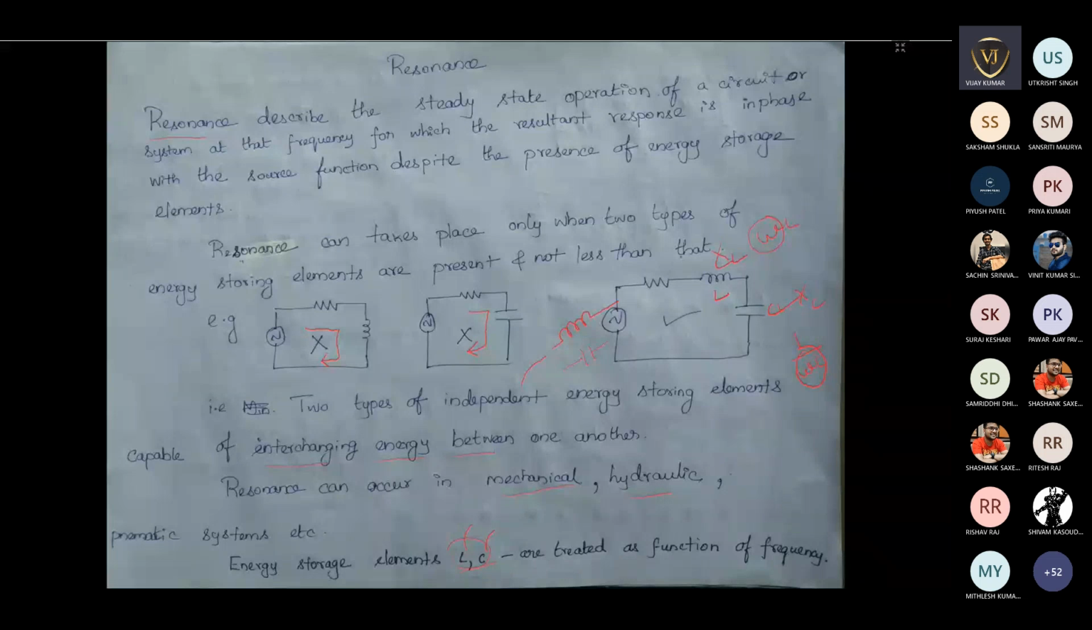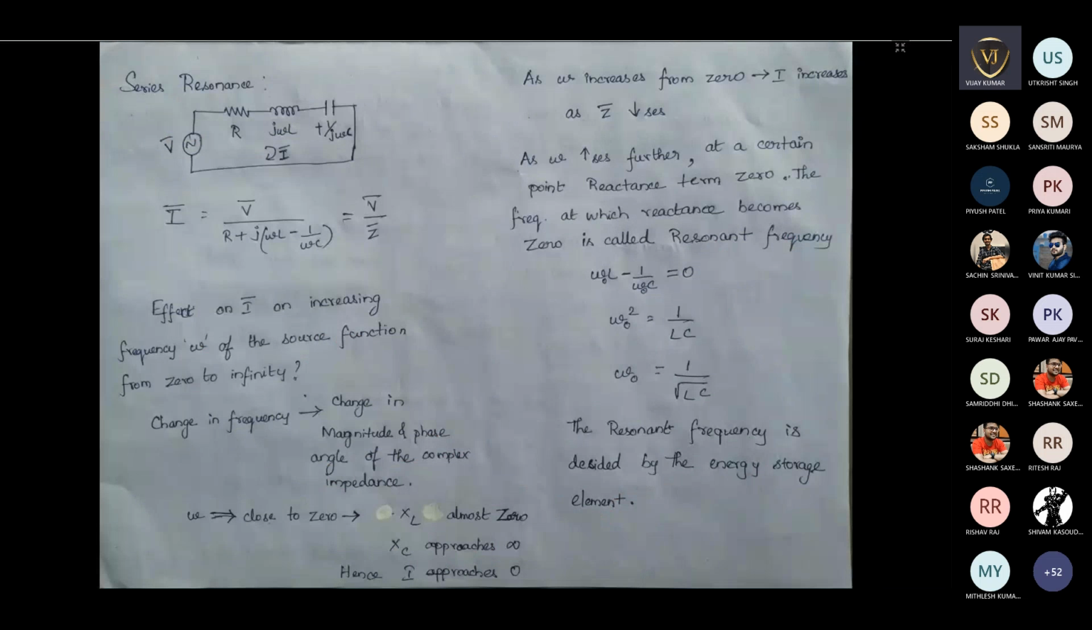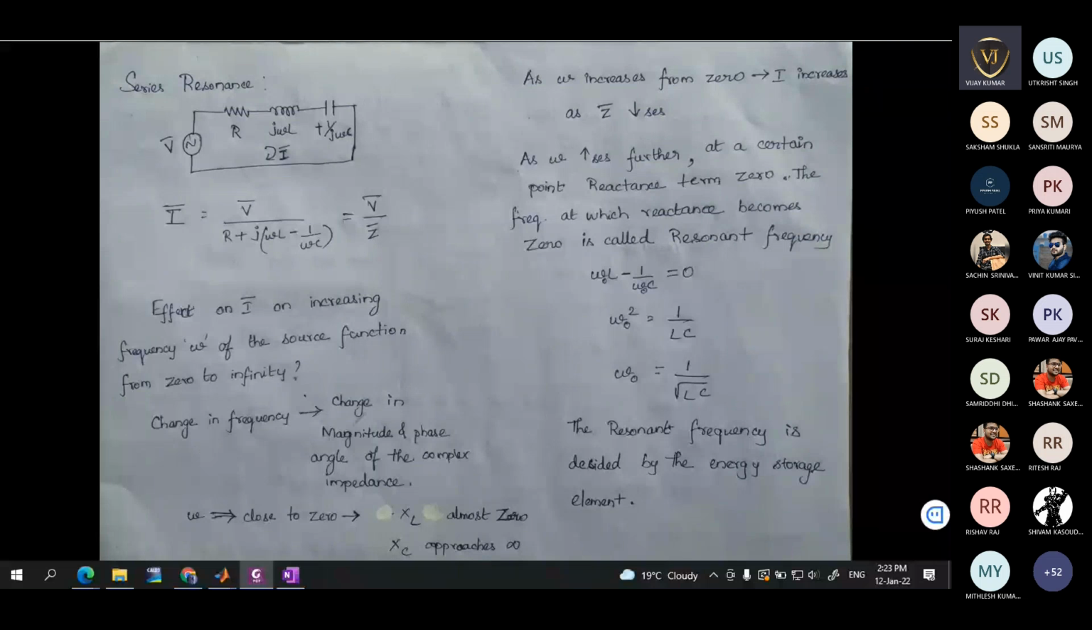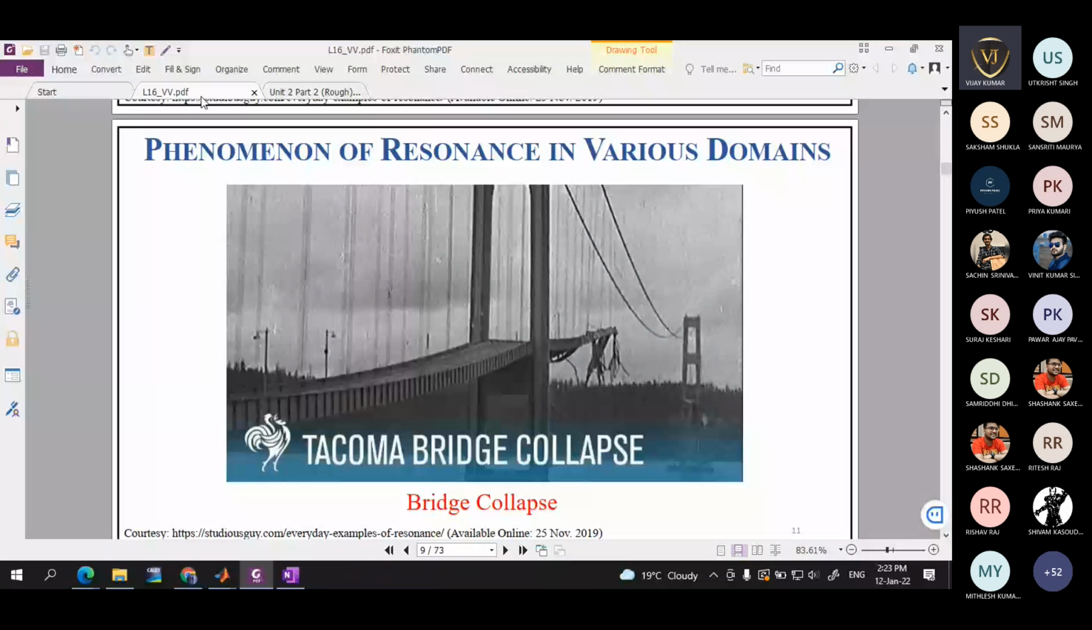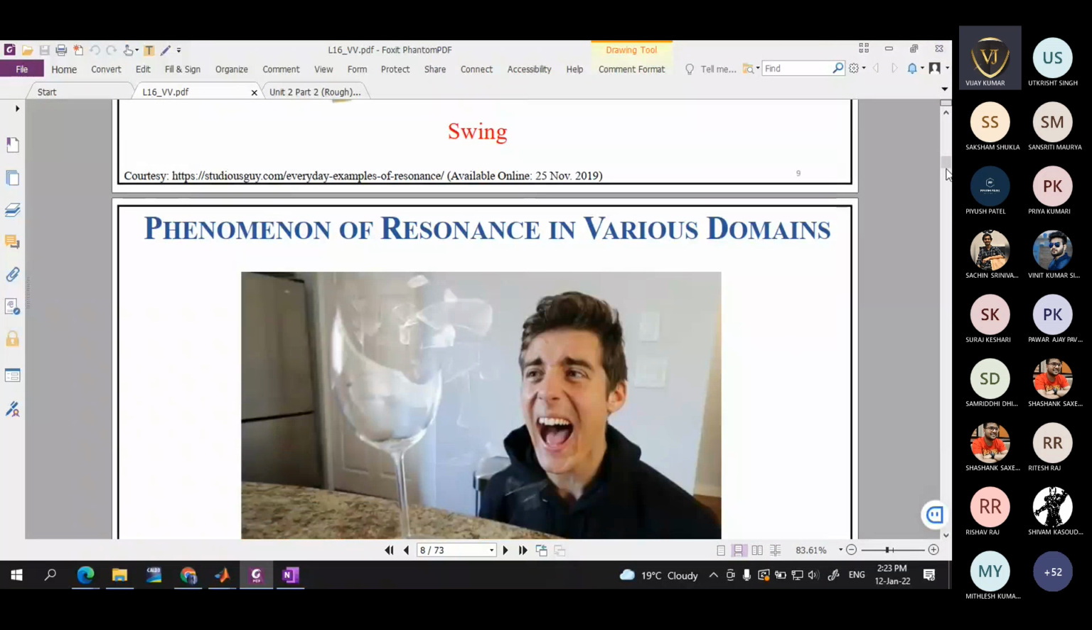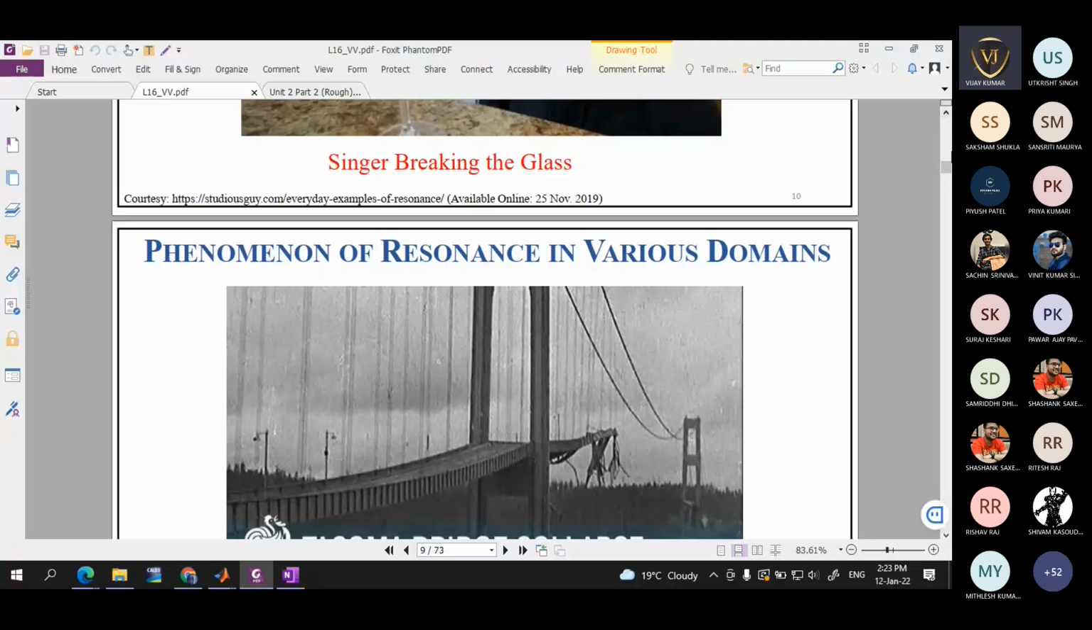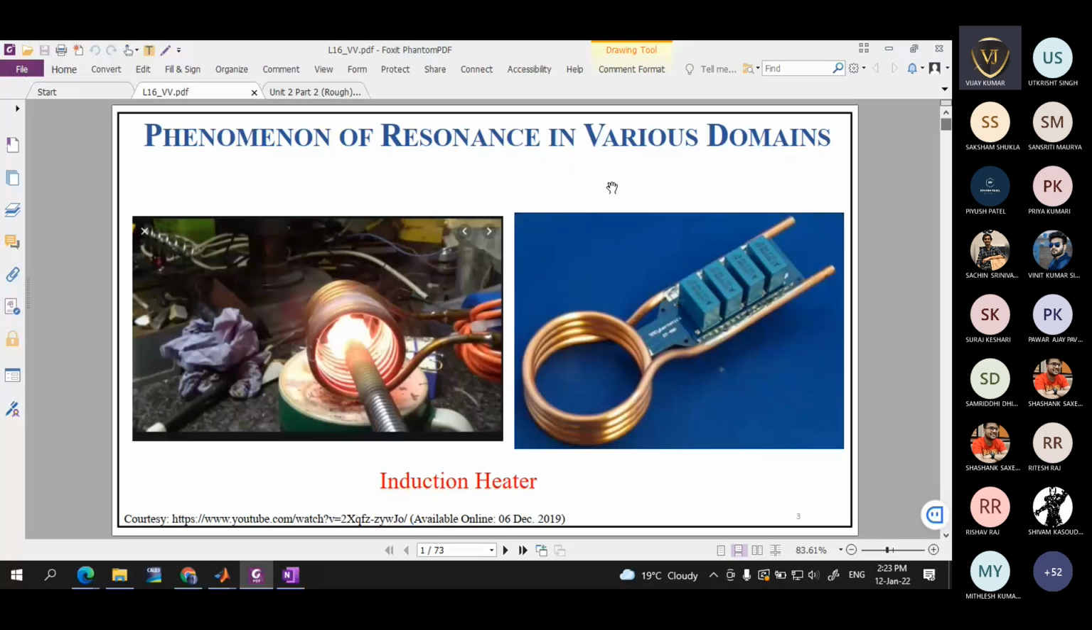Okay, so before going to that, why do we need to read about it and what are the applications of it, that we will see. Okay, so after this we will come back here. This resonance has a lot of applications. Okay, so some applications we are very much familiar with.